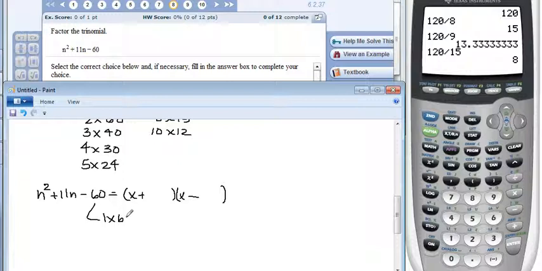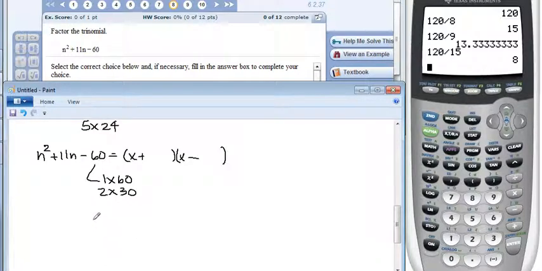We've got 1 times 60. We've got 2 times 30. What else do we have? We have 3 times 20. We have 4 times 15, I think. 5 times 12. 6 times 10. 7, 8, 9, 10. I think that's it.